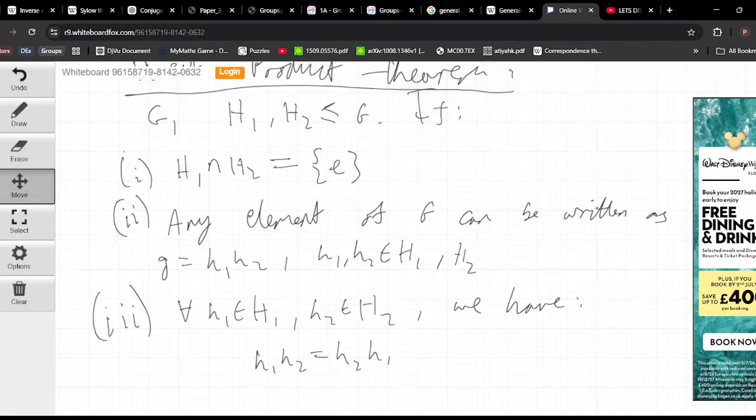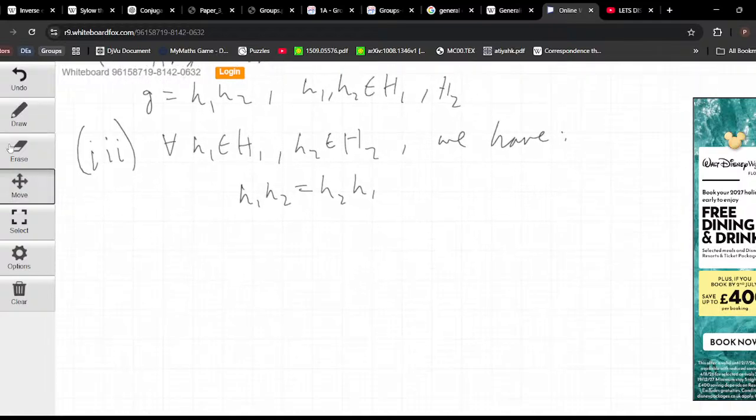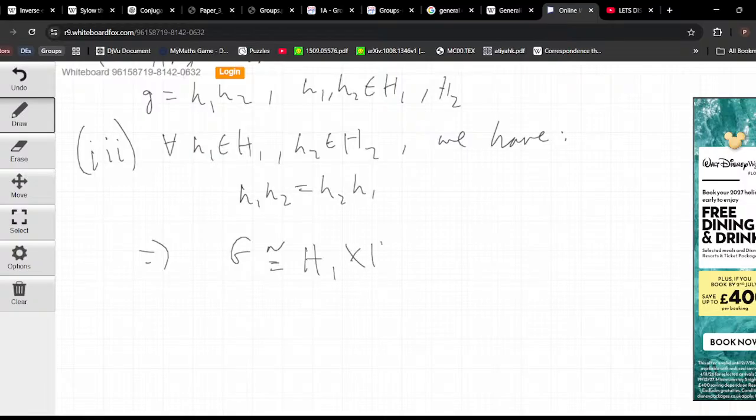Then we can simply say that G is isomorphic to H1 cross H2, where this is just the set of all pairs (h1, h2) under addition or whatever the operation is, where h1 is in H1 and h2 is in H2, like so.